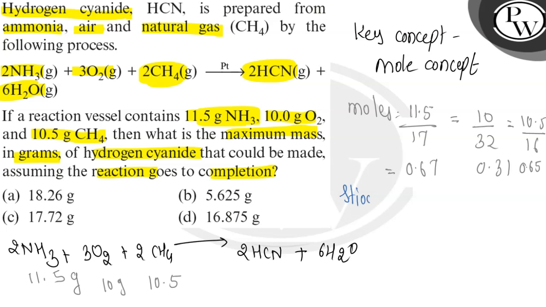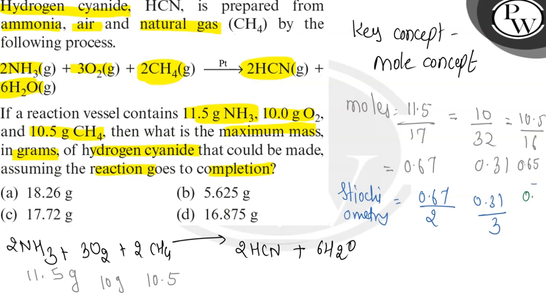फर्स्ट स्टोइचियोमेट्री. 0.67 divided by here 2 moles of ammonia, so divide by 2. 0.31 divided by 3 moles of O2, therefore 3. 0.65 divided by 2 moles of CH4. तो स्टोइचियोमेट्री क्या आएगा? 0.335, 0.103 and 0.32. So the limiting reagent is O2 का आएगा. O2 is the limiting reagent.